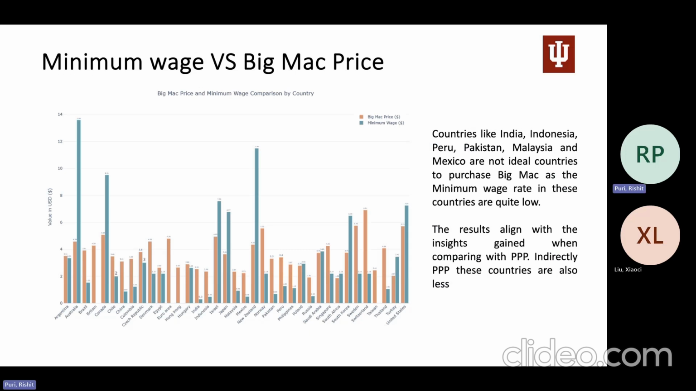In this particular visualization, we compare the Big Mac prices and the minimum wage, country by country. As mentioned before, countries like India, Indonesia, Peru, Pakistan, Malaysia, and Mexico are not ideal countries to purchase a Big Mac, as the minimum wage rate in these countries is quite low. These results align with the insights gained when we compared the tax rate and the triple P. Indirectly, the triple P in these countries is also very low.